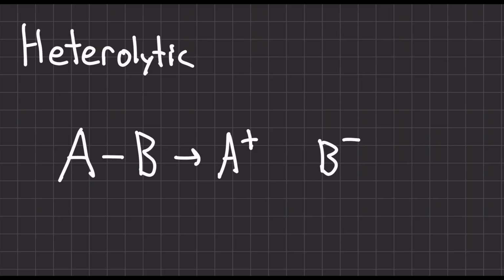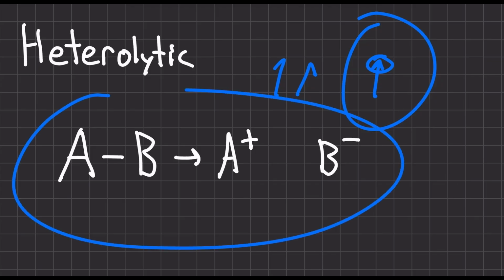So another big difference is the types of arrow we will be using. Like I mentioned earlier, the homolytic bond cleavage uses the fishhook arrows, which represents the movement of one single electron. In this case, for heterolytic, we will be using the regular full arrow that you guys are used to. This represents the movement of 2 electrons.